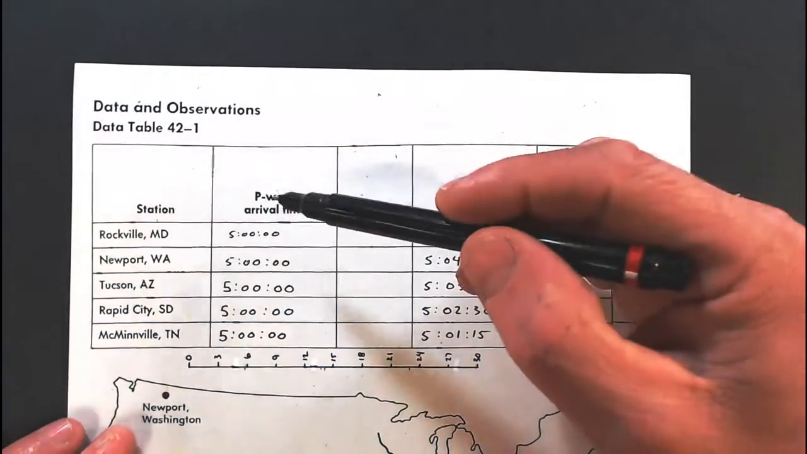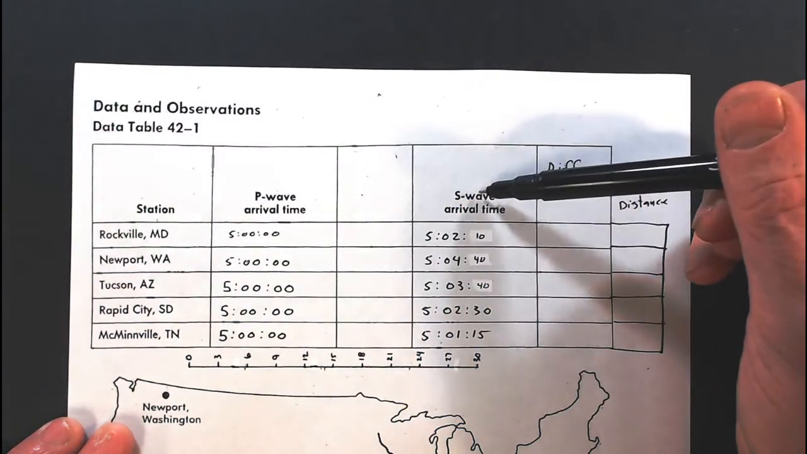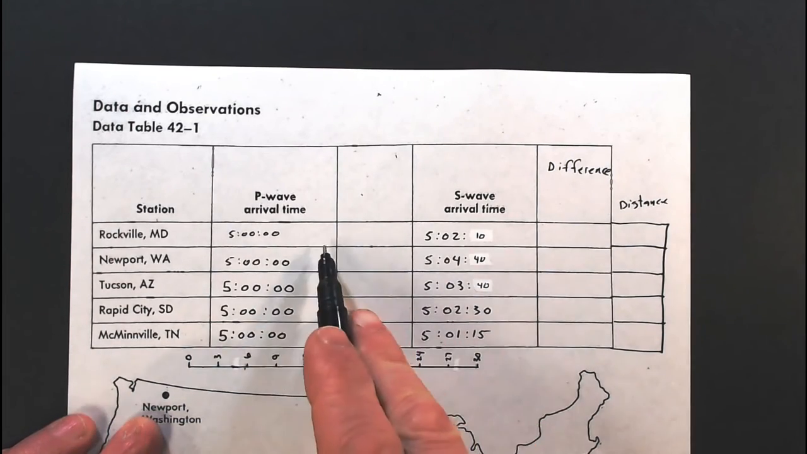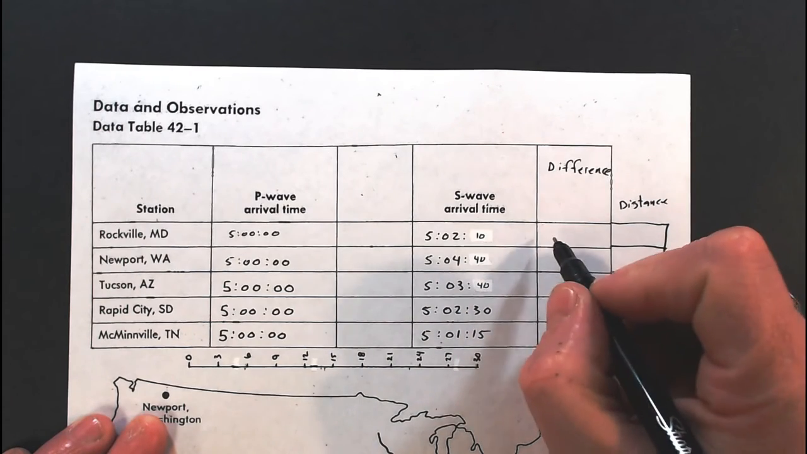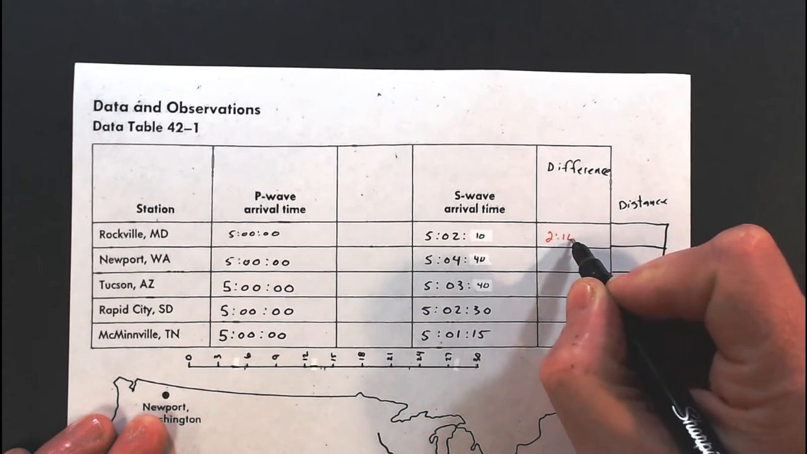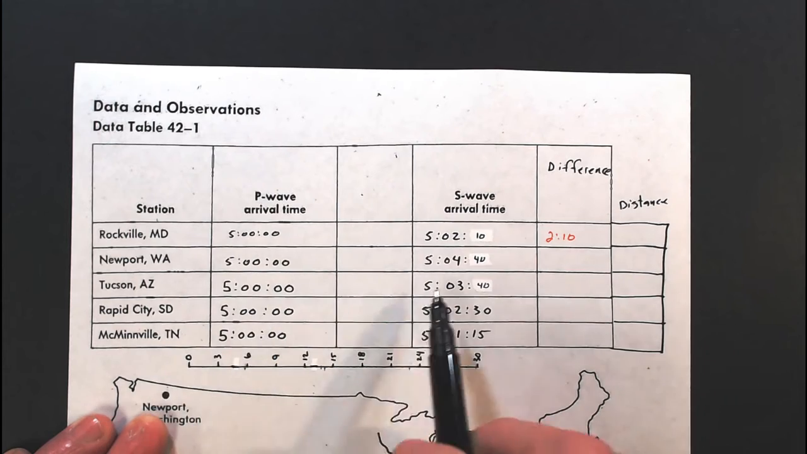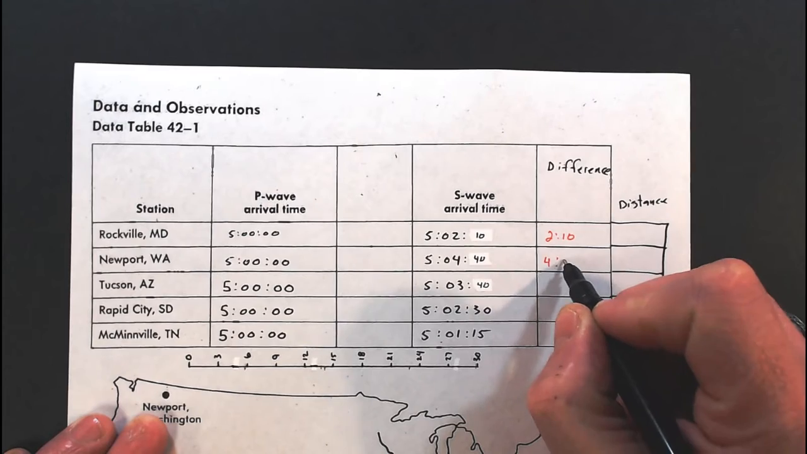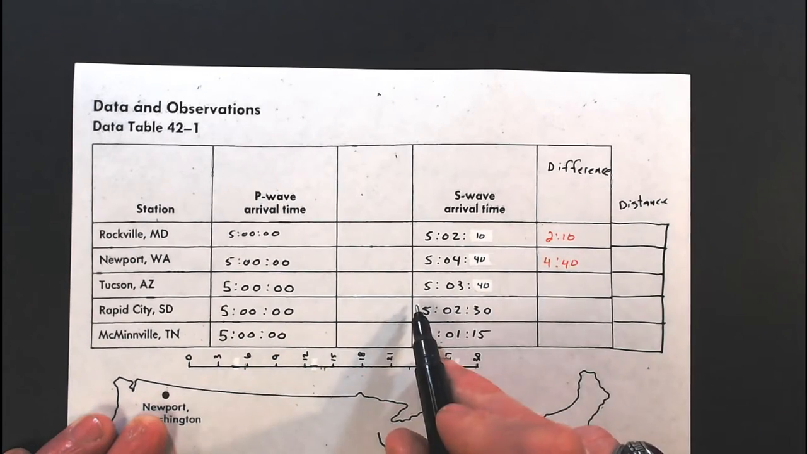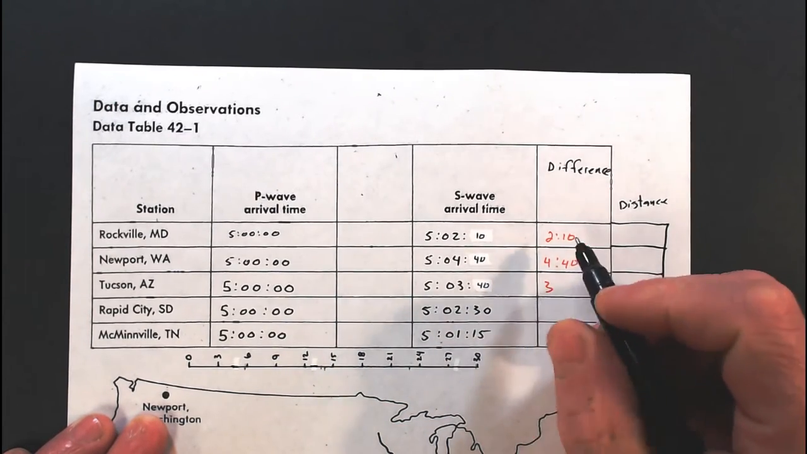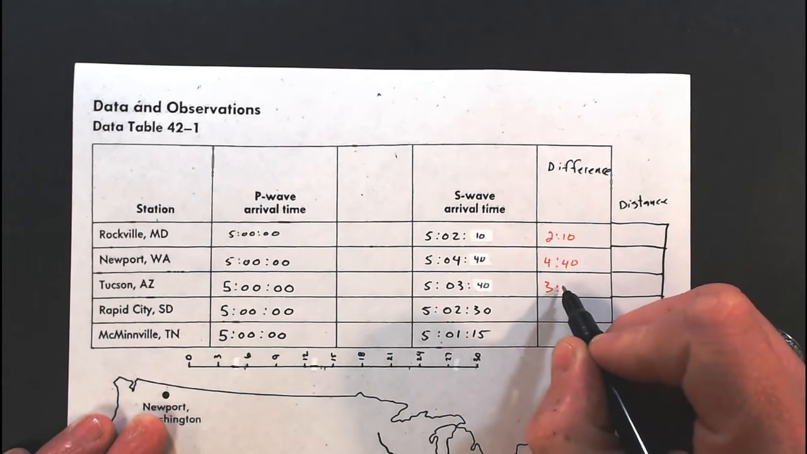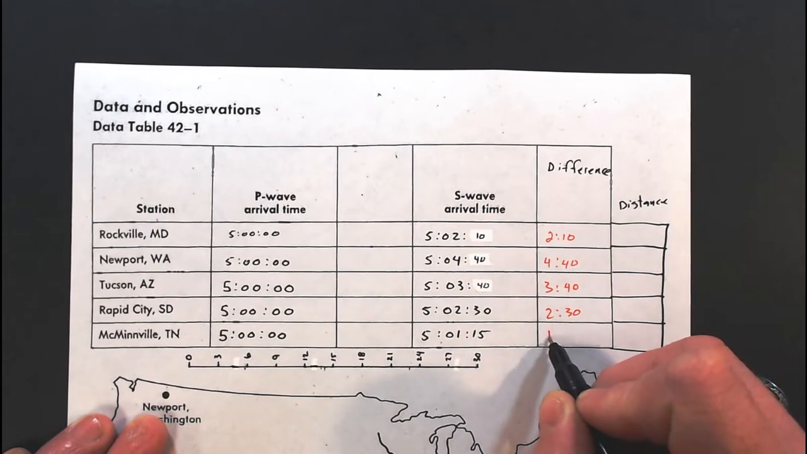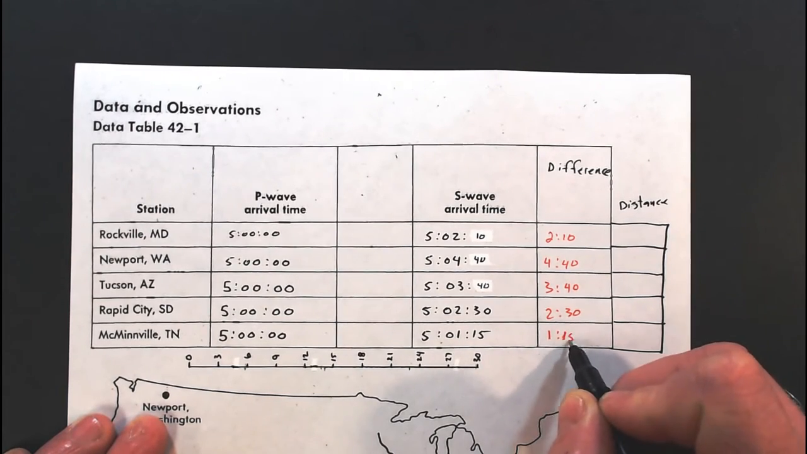So the first one is the P wave time, and the second one is the S wave time. And so what we're going to do is subtract the difference here. So the difference here is 2:10. This one's at 5, this one's at 5:04:40, so the difference is 4 minutes and 40 seconds. Do the same thing here. This is 3 minutes and 40 seconds. 2 minutes, 30 seconds, and 1 minute and 15 seconds.